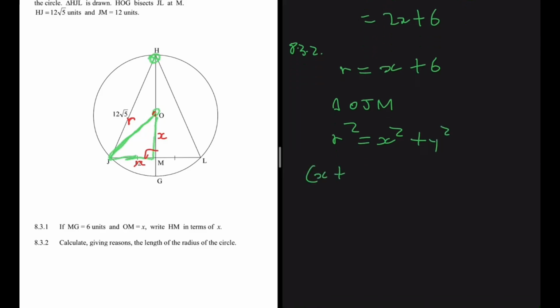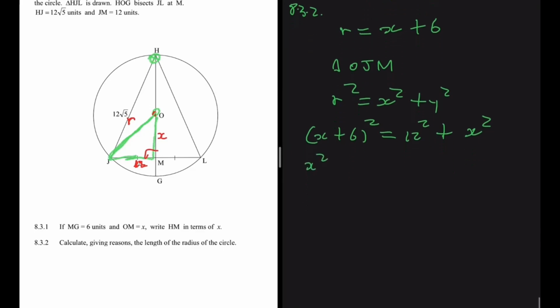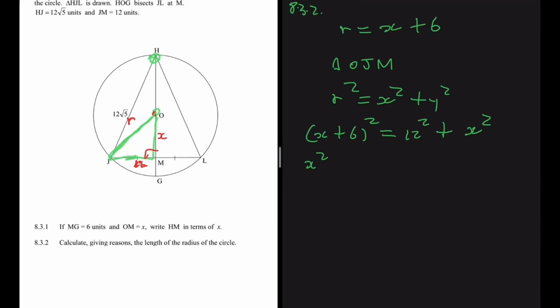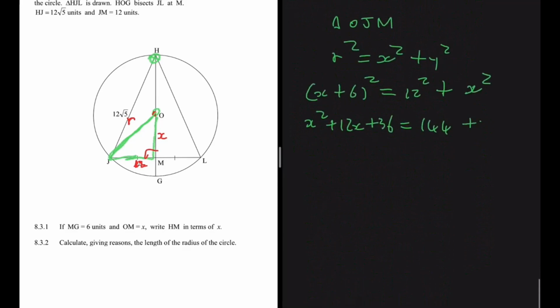So what is the radius here? The radius is x plus 6. So we square it, and it will be equal to the adjacent, which is 12. So we're going to have 12 squared plus the opposite, which is x. So we're going to have x squared. So what is x plus 6 squared? X multiplied by x is x squared. X multiplied by 6 is 6x. You multiply that by 2, you get plus 12x. And then 6 multiplied by 6, that is 36. And that will be equal to 12 squared, 144, plus x squared, right? So look at this. We have x squared here, we have x squared here. So they're going to fall off, right?